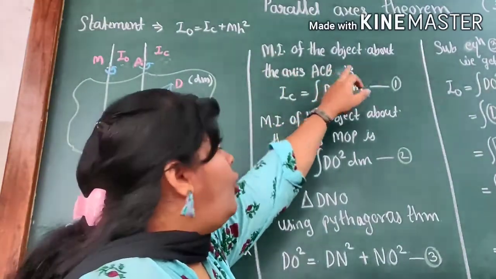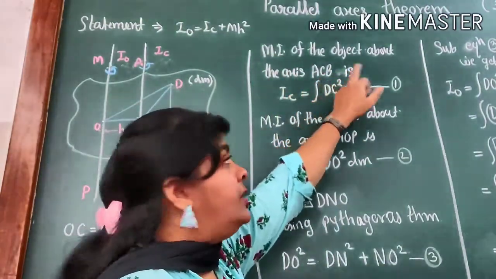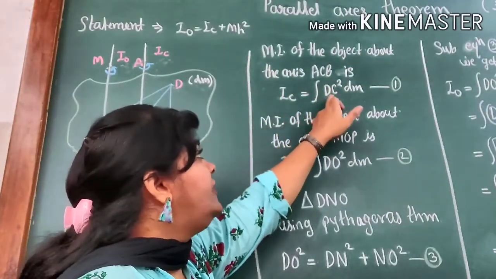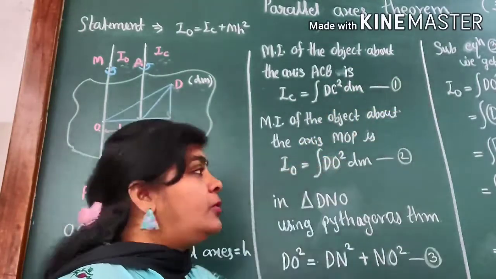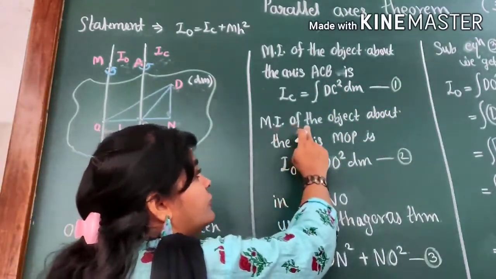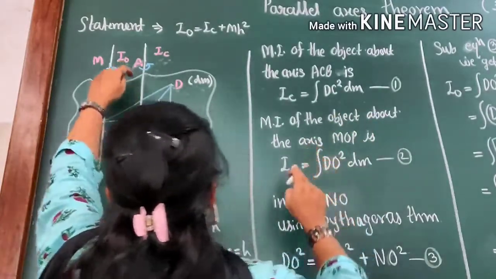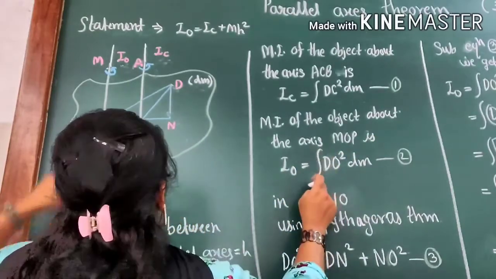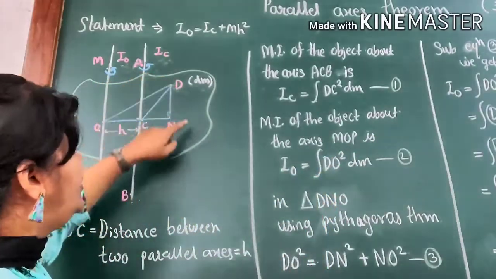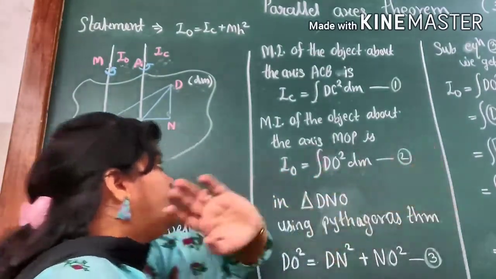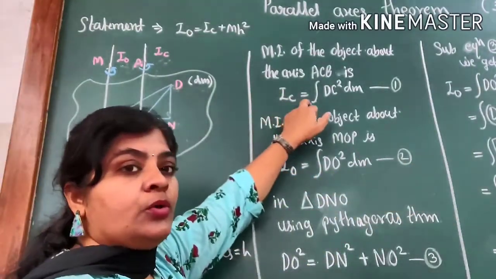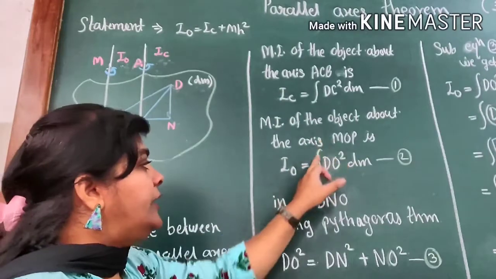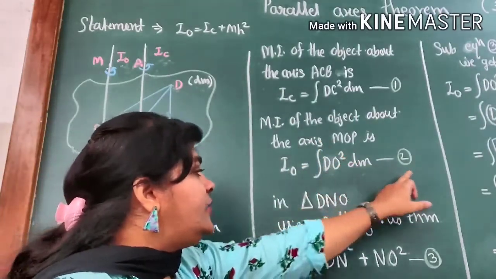The moment of inertia of an object about the axis ACB is given by the formula IC is equal to the integration of DC square into dm, equation number 1. Similarly, the moment of inertia of the object about the axis MOP is given by the formula I0 is equal to the integration of OD square into dm, equation number 2. Two formulas are there: IC is equal to the integration of DC square dm, equation 1, and I0 is equal to the integration of DO square dm, equation 2.